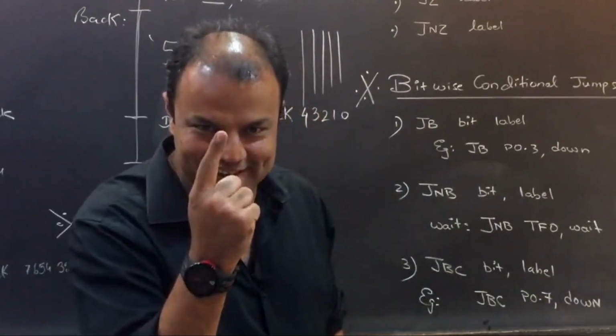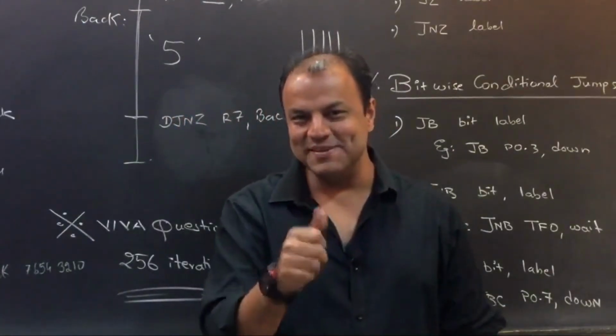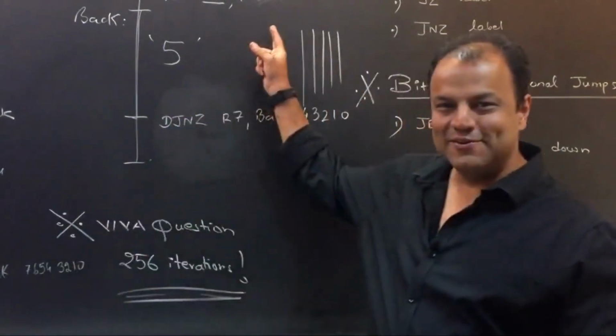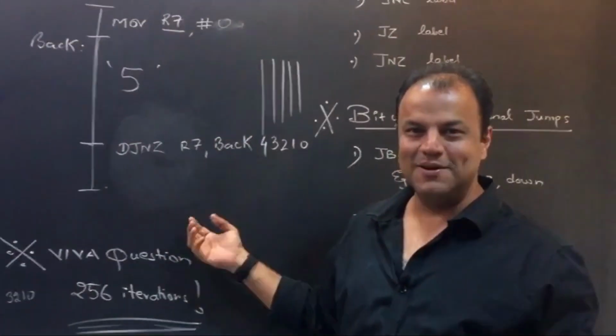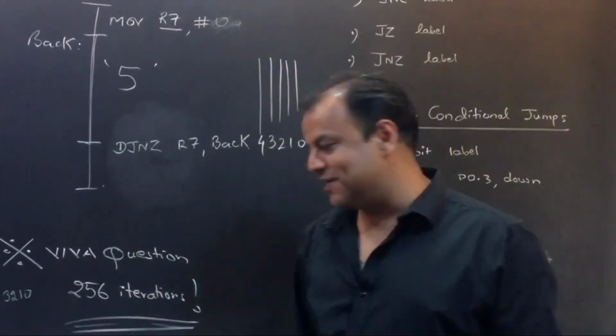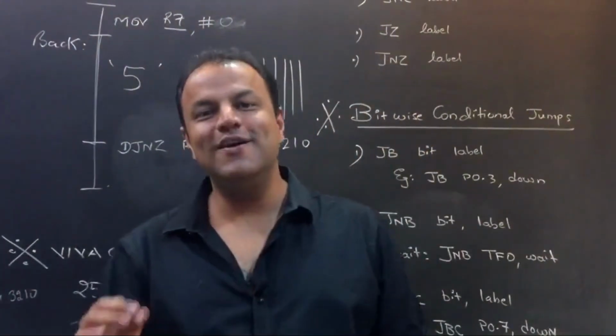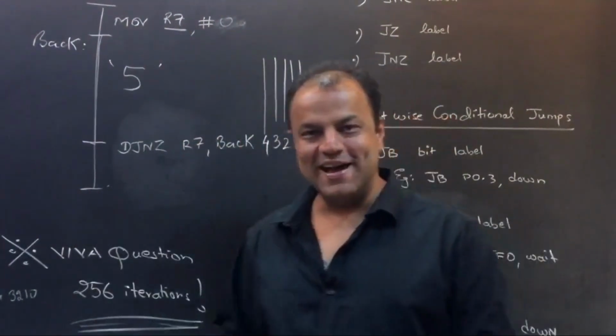A count of 1 will give you 1 iteration, not 257. Please tell me you understand that, right? If you give a count of 1, you do 1 iteration, decrement, it will become 0. I said decrement and jump if not 0, but it's already 0, so it will break the loop. So it will give you only 1 iteration. So the max number of iterations that can be produced is 256. Please tell me, are you clear?